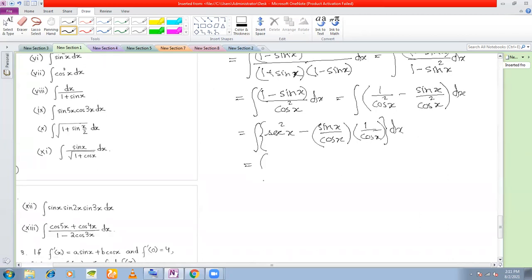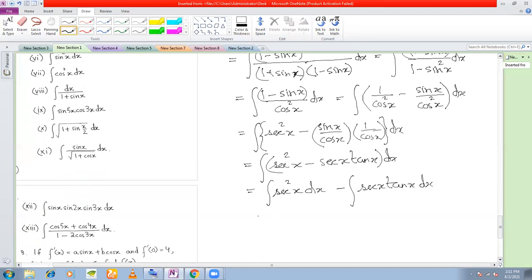So this is integral sec square x minus this can be written as sec x tan x dx. So here you get integral sec square x dx minus integral sec x tan x dx. Integral sec square x is tan x minus integral sec x tan x is sec x plus c. And that's your answer. Fine. So I'll stop here.